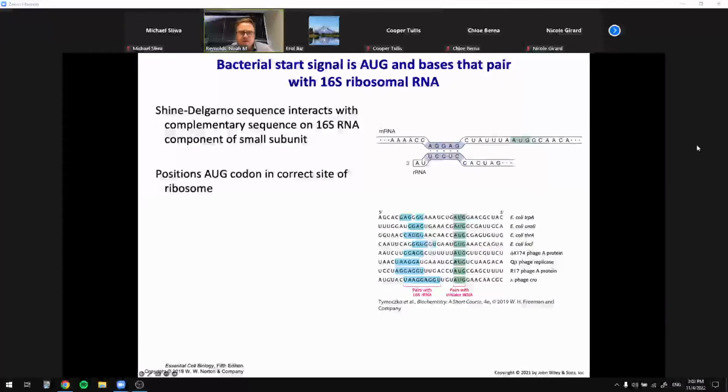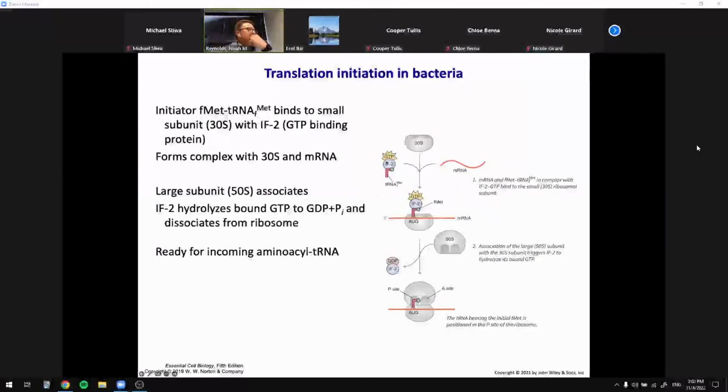Remember what bacteria have, right, is a Shine-Dalgarno sequence. We get the small subunit and the initiator tRNA with formylmethionine brought there by initiation factor 2. It's going to bind to that Shine-Dalgarno sequence, right? The ribosome is now bound. And when it's bound, we have that initiator tRNA bound in the P site.